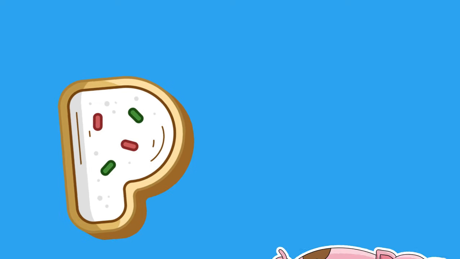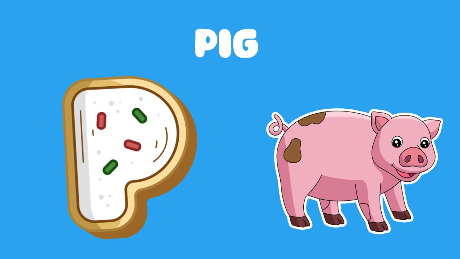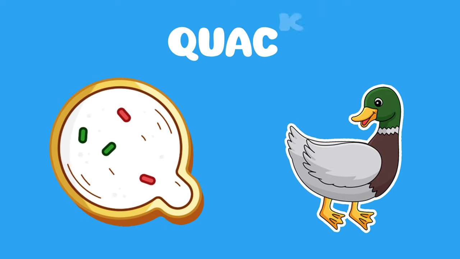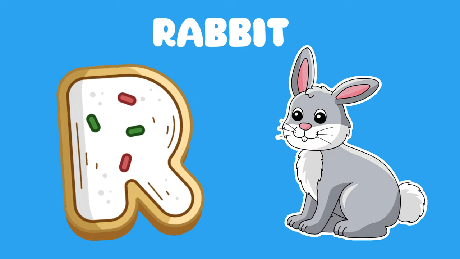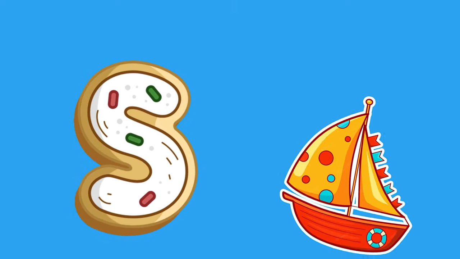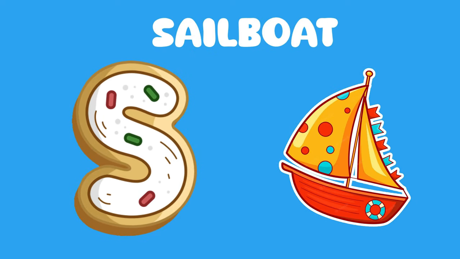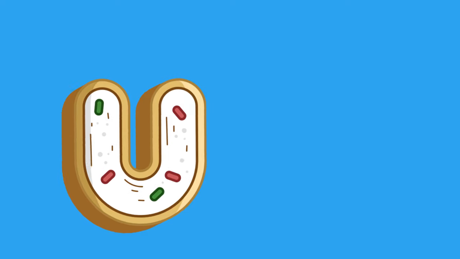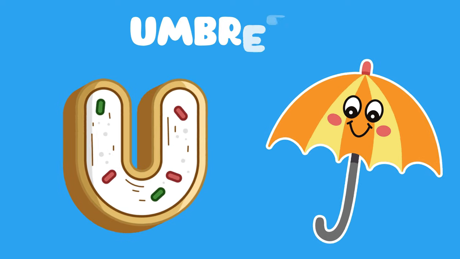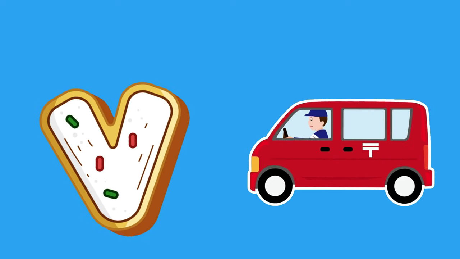P is for pig. Q is for quack. R is for rabbit. S is for sailboat. T is for tiger. U is for umbrella. V is for van.